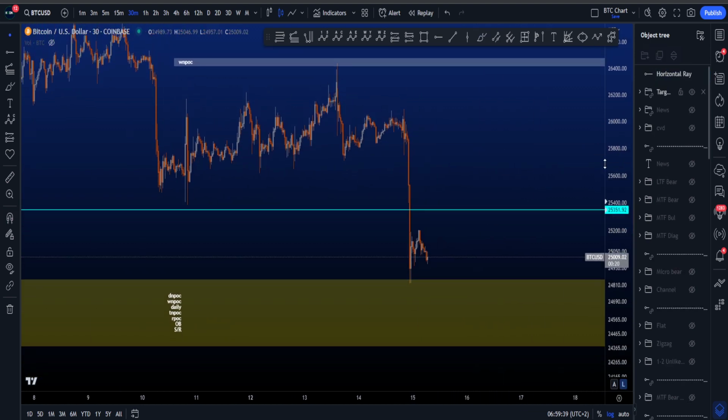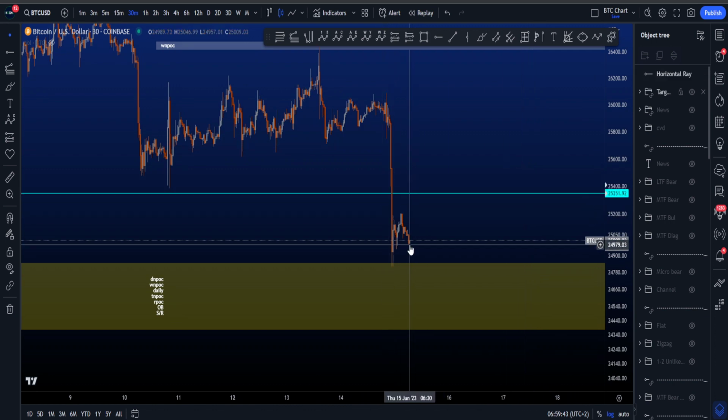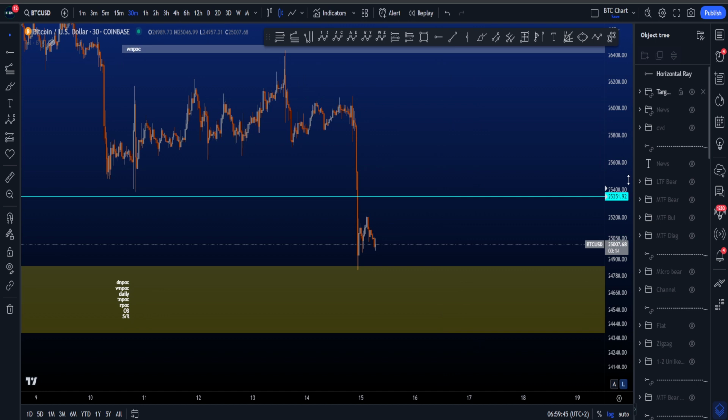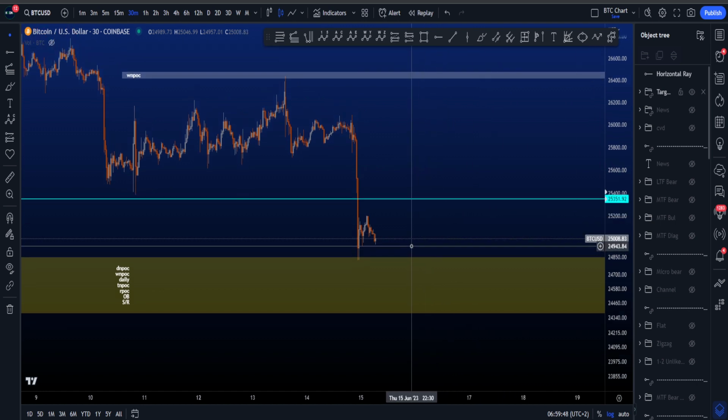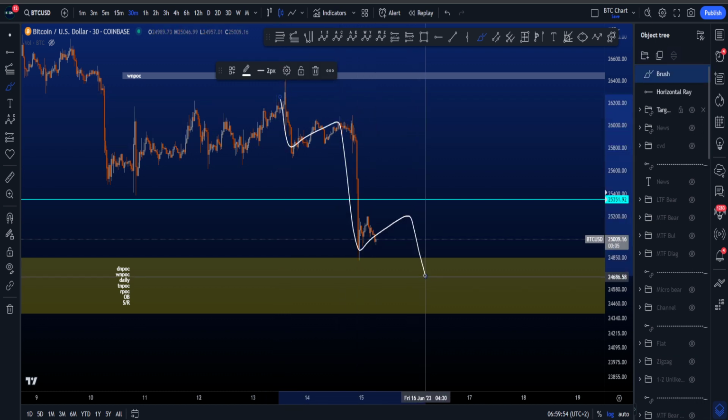We don't catch knives. We want to see some proof of support before potentially entering. There was no proof of support over here. So now we wait and see what happens on the lower time frames. But I like to give price a little bit of time to create some structure, because this might be a potential 1, 2, 3, 4, expecting another low to the downside.